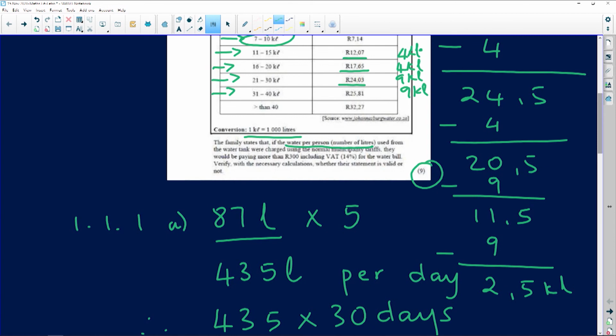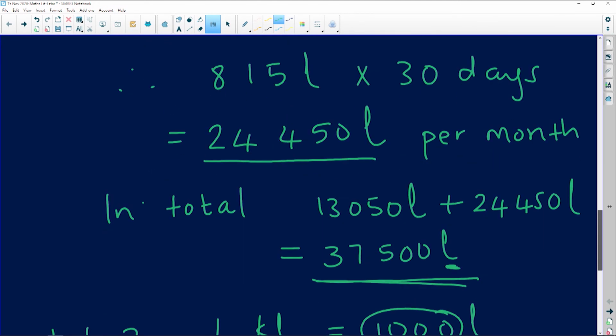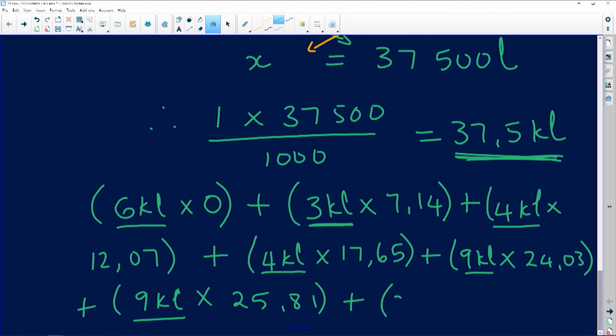So what do I do? I go here. It says to us, anything more than that 40, you are going to be paying 32 Rand and 27 cents. So I take that 2.5 that is left as it is, and then I go and I multiply it with 32.27. Let's do that. 2.5, it's my remainder. It's like doing a remainder. I am going to pay 32.27.